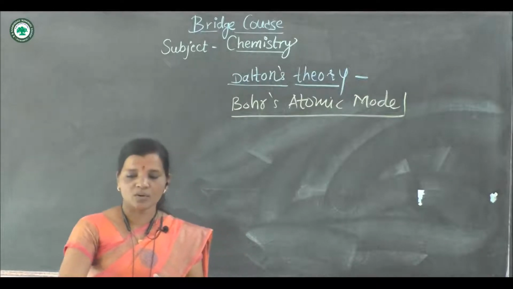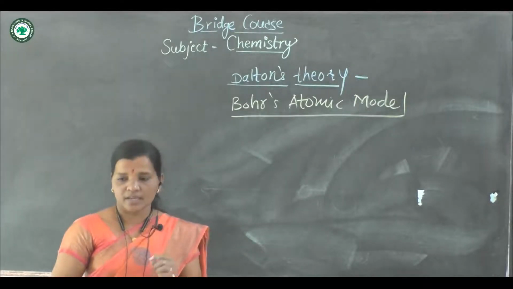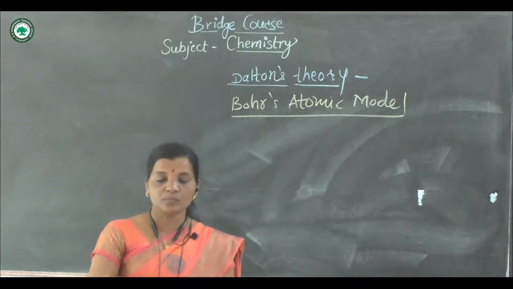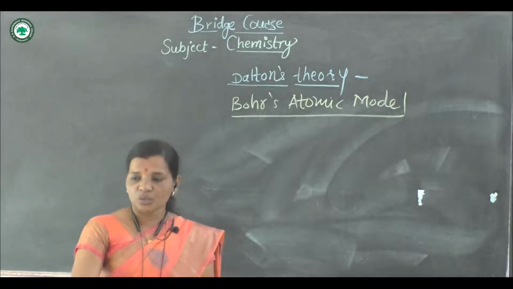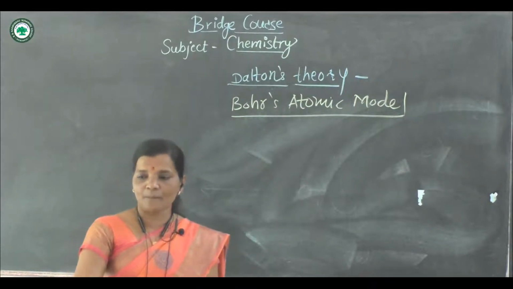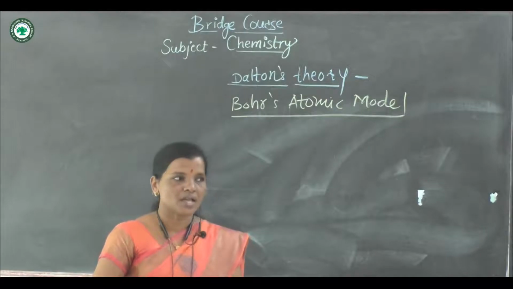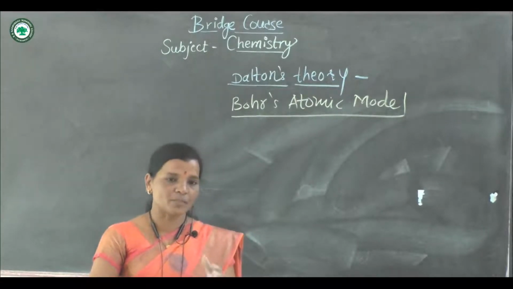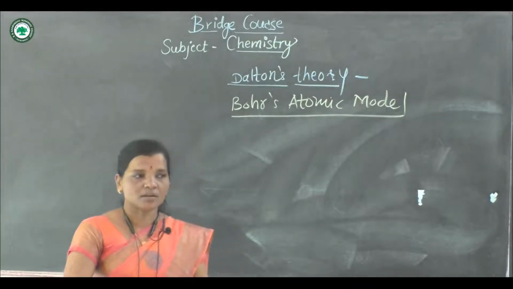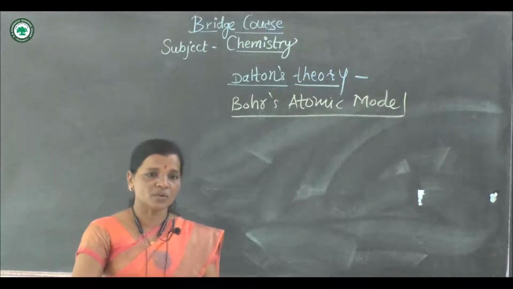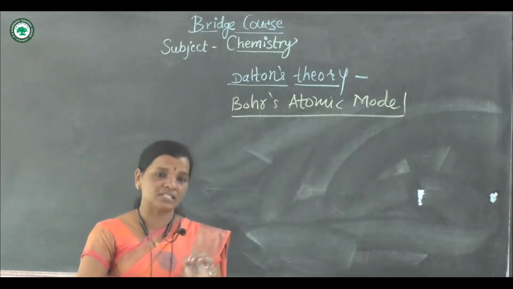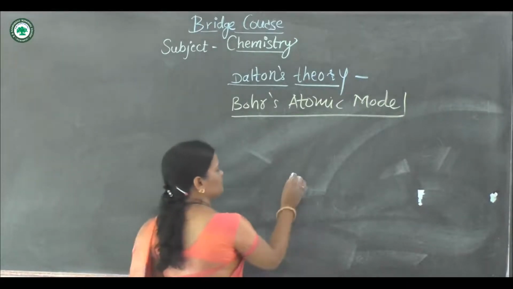So let us consider here what are the postulates. The electron in the hydrogen atom can move around the nucleus in one of the circular paths. There are so many possible circular paths, but electrons are revolving in one of the circular paths, and that path is said to be an orbit.